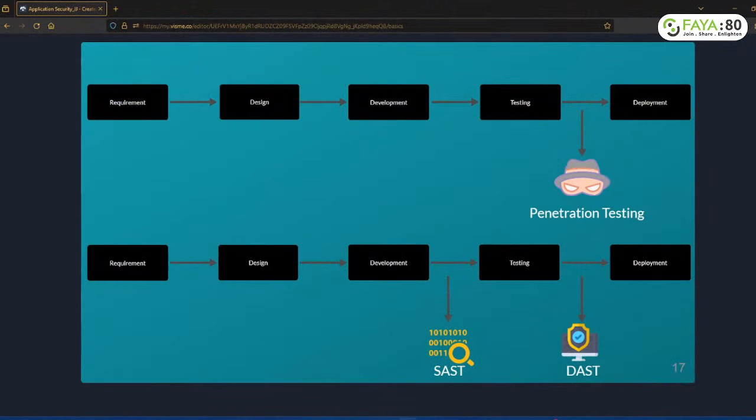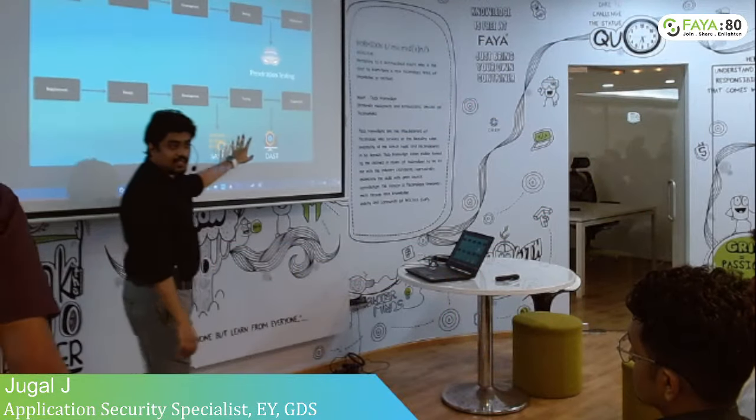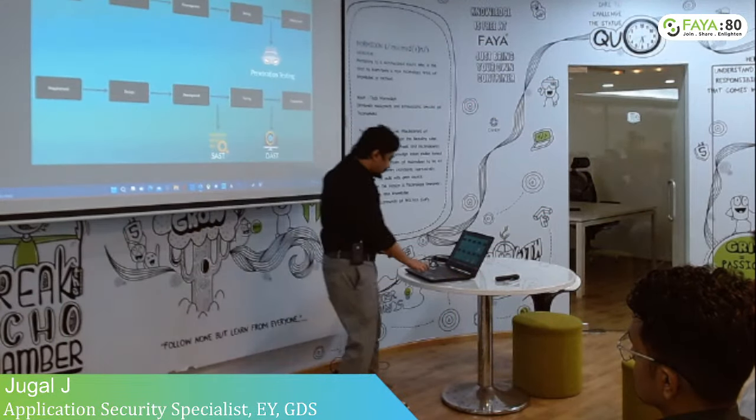But SAST can be earlier. It can be a part of the development and testing phase. So early on when you code, you know that your code is already written, and at that point itself, we can do a SAST. Okay, that much is clear, right?